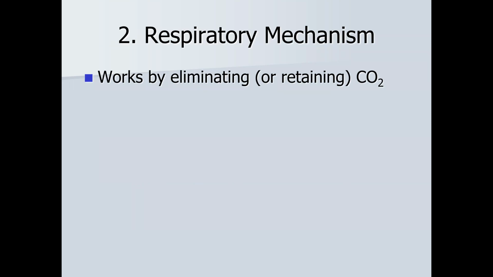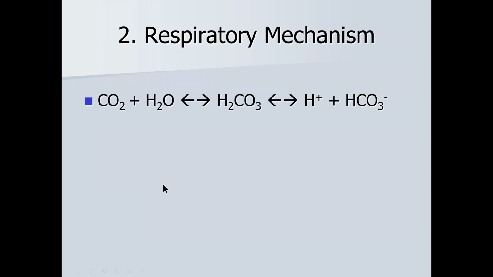Respiratory mechanisms. Now we're going to talk about the respiratory system. This is the quintessential equation that you would have to memorize and regurgitate on the test. And we are able to manipulate this, okay, to adjust pH. Carbon dioxide combines with water and forms carbonic acid. Carbonic acid then splits into the hydrogen ion and the bicarbonate ion.